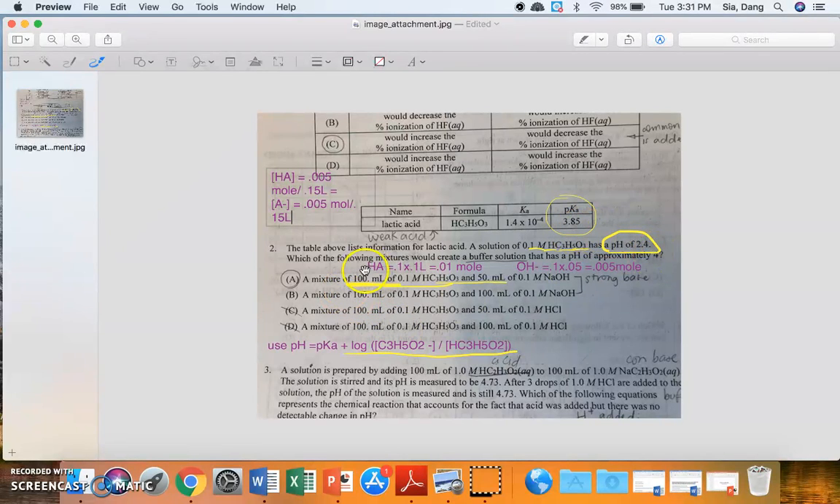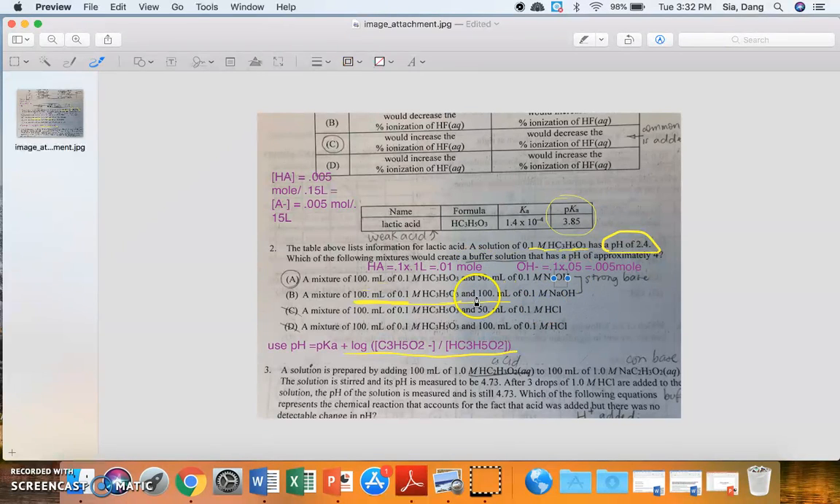So I'm going to go back and redo it, this time for the option at the bottom here, to see how the numbers are different. So the moles are going to be different. The first part is the same: 0.1 molarity times 0.1 liter.